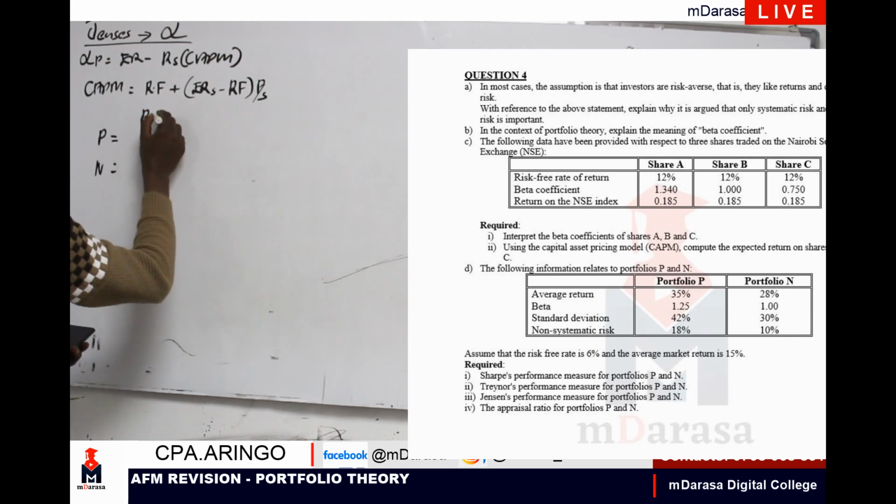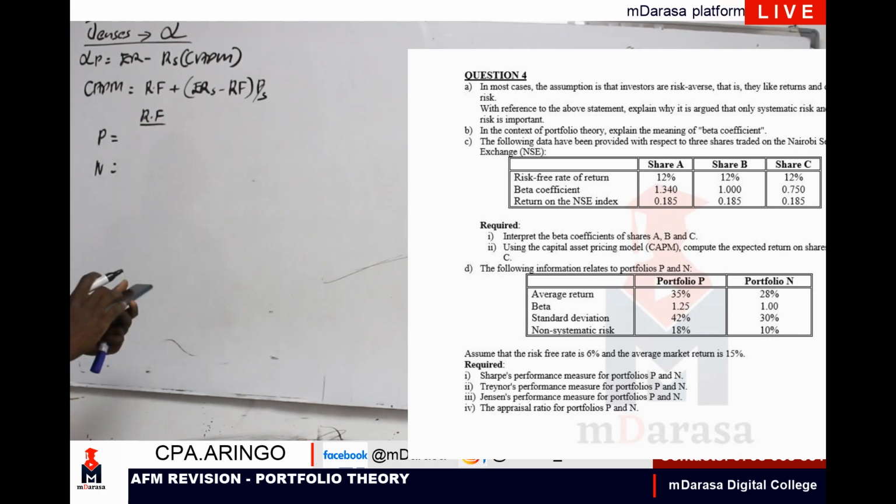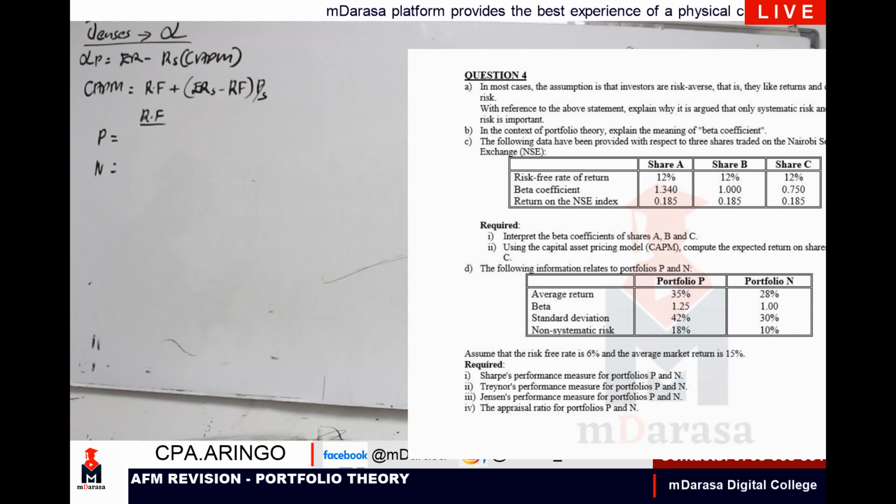So for risk-free, what are we given here? A figure for our risk-free. The examiner was very particular and very clear where we are told that our risk-free was 6%. See that where I was given below? Assume that the risk-free is 6%.